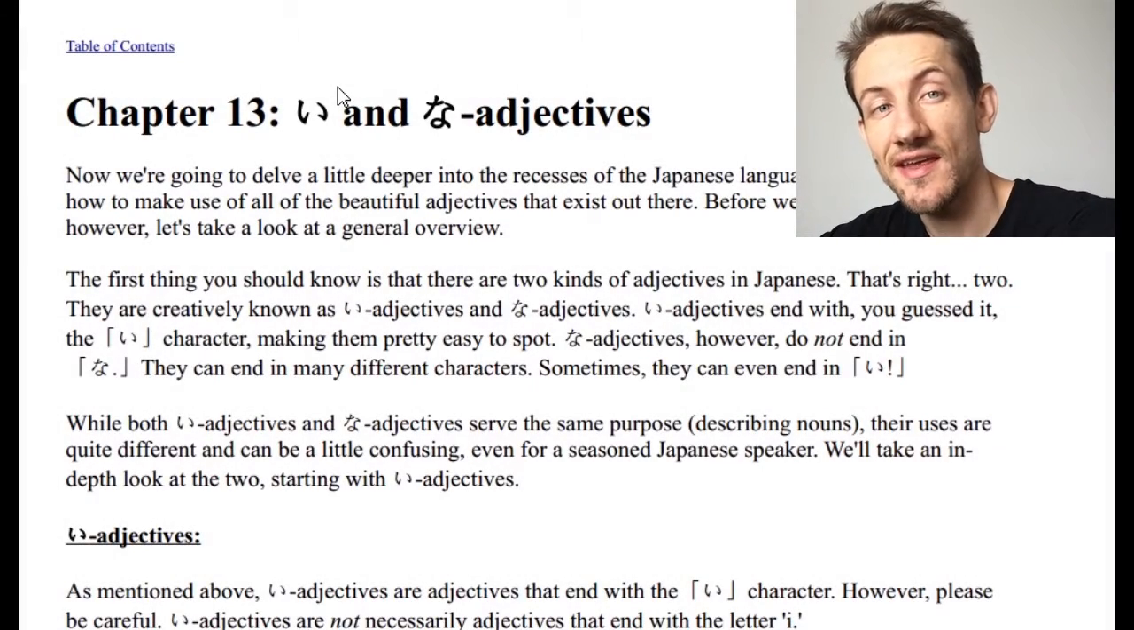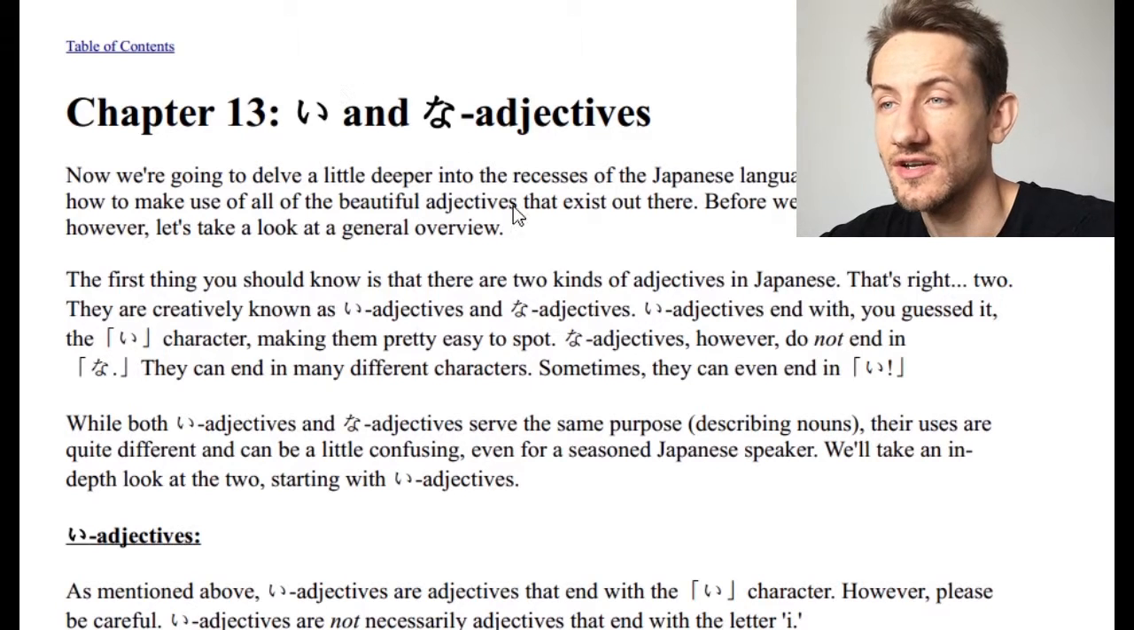Yoroshiku onegaishimasu. Alright guys, here we are, chapter 13, and like I said, today we're going to be looking at the differences between i and na adjectives. Okay, so let's get started.